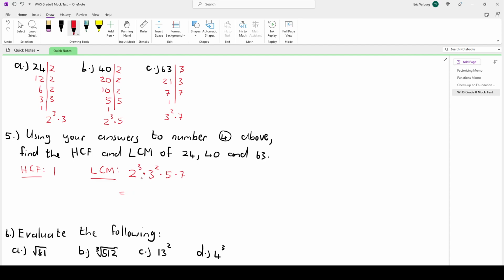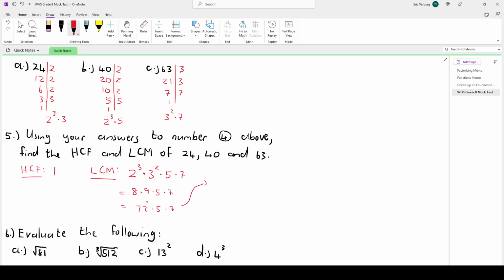And then we just calculate this. So 2 to the power 3 is 8. 8 times, well, let's write it all out. So 8, 3 squared is 9, times 5 times 7. So now we can do 8 times 9 is 72, times 5 times 7.